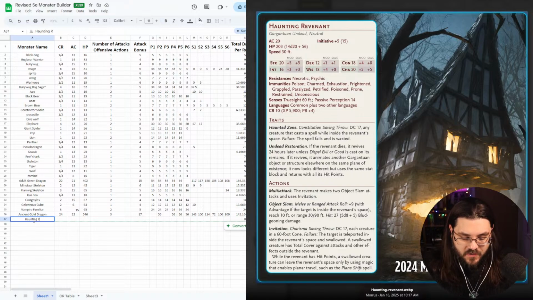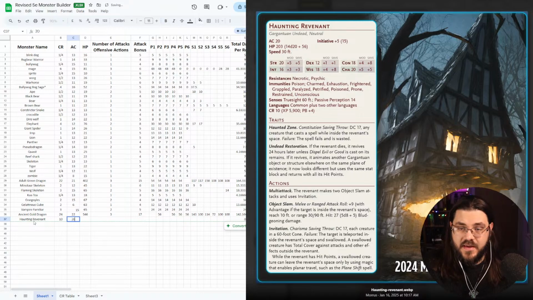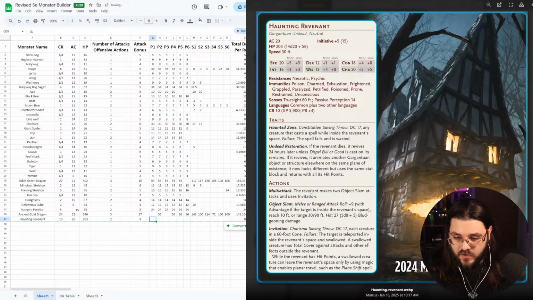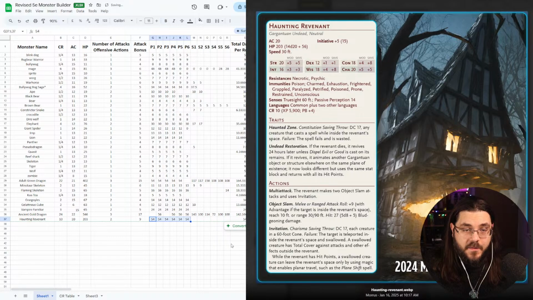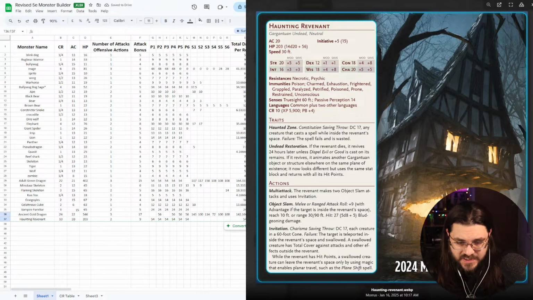So we'll go Haunting Revenant, which is CR10, has an AC of 22, 203 hit points. It has 2 offensive attacks that are made at a +9 to hit, and they are 27 bludgeoning damage. So 27 times 2 is 54 damage. So it's doing 54 damage per turn with its primary offensive ability. And then what's Invitation? DC 17.